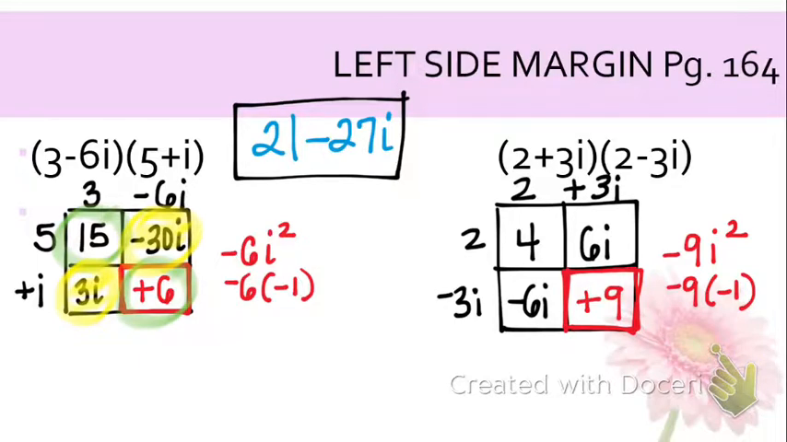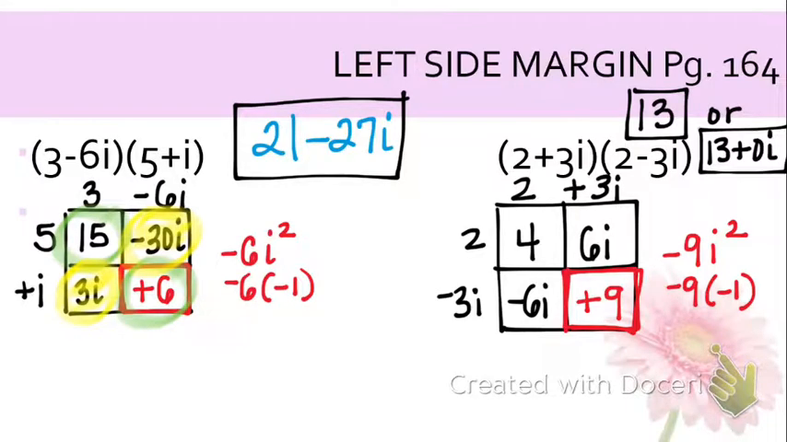So now we're ready to combine our like terms, starting with our real numbers. So that would be 4 plus 9. 4 plus 9 is 13. Now, these two, when you add, you get 0. So you could just say the answer is 13. That's a perfectly good answer. You could also say 13 plus 0i. I would take either one of those answers for full credit.